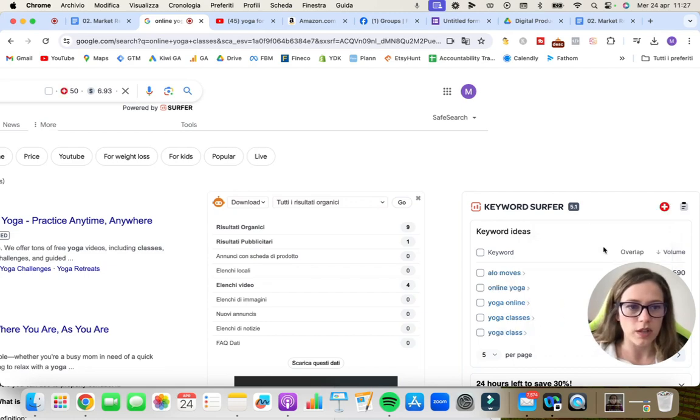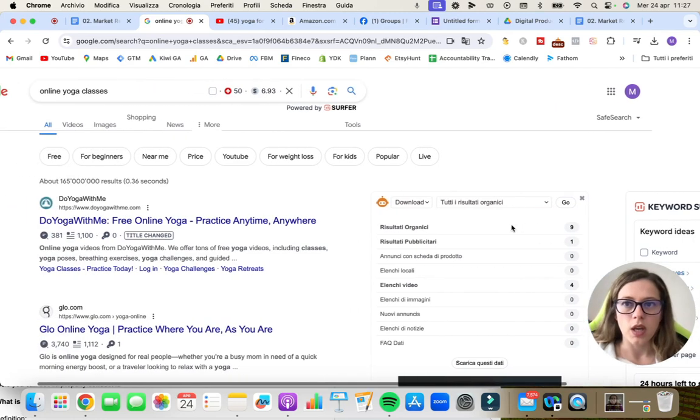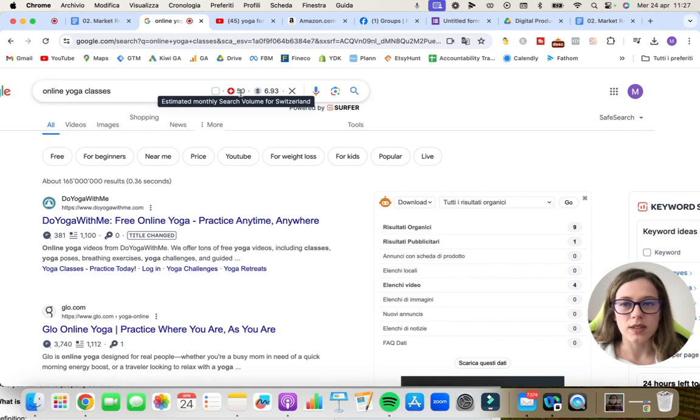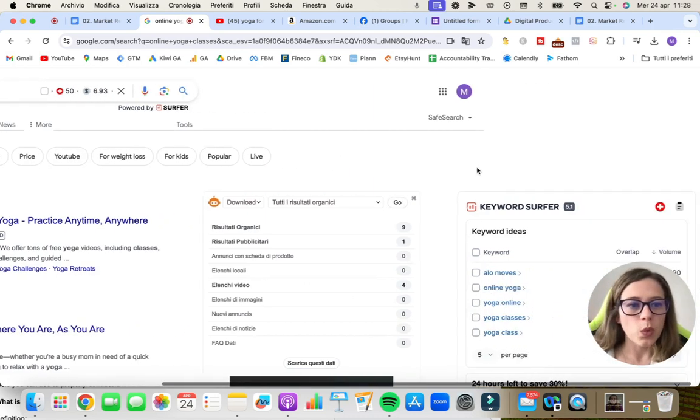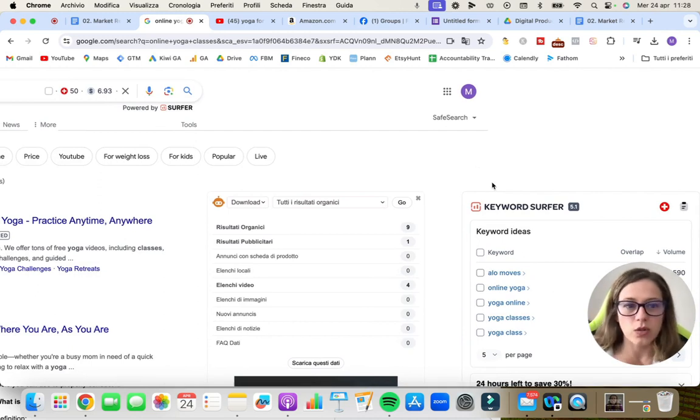Yeah, if we have anything. Okay, it's very small, of course, because it's a smaller country. So here you have the monthly search volume, but also the cost per click for Google Ads campaigns. Online yoga classes is a general term, it's not so cheap because here it's $6.93.